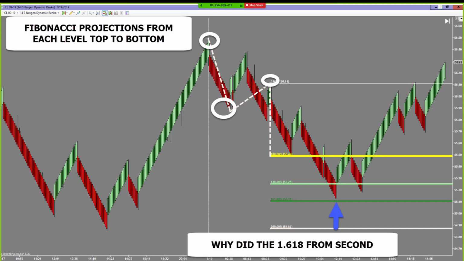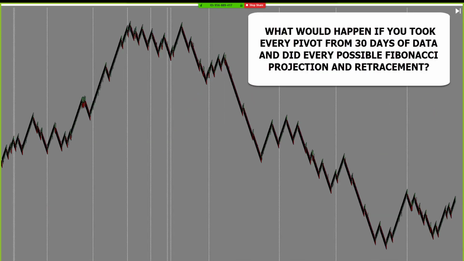Now, this is the way most normal people that use Fibonacci do it. What we did is we took a bigger approach and we said, what would happen if you took 30 days worth of data? Whether it's a 1-minute chart or a 5-minute chart, doesn't really matter. Now we use range bar charts and we use these dynamic Renkos or uni Renkos or SI Pro Renkos with the Bloodhound.